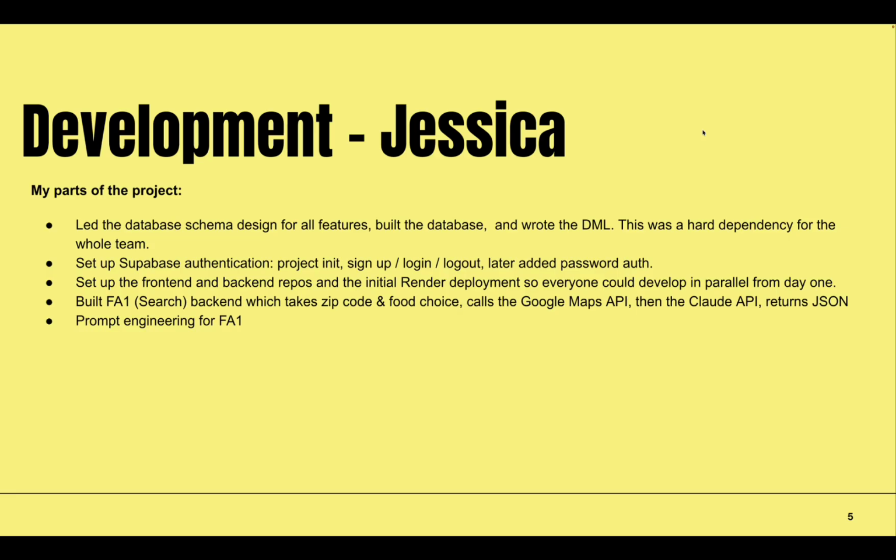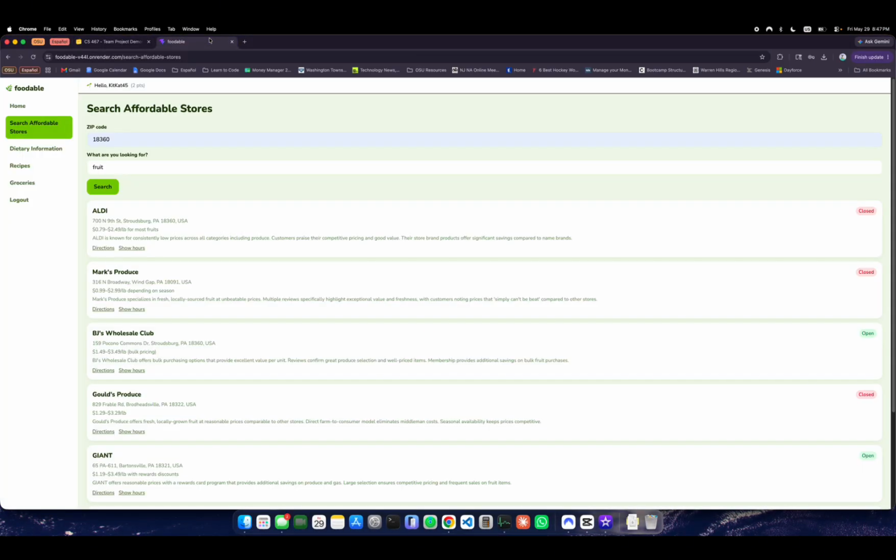My parts of the project included a database design and DML, setting up the Supabase auth, as well as building the search backend, which is where you can input a zip code as well as a specific food you're looking for. When you hit search, it calls the Google Maps API to search for local stores that would carry the item.